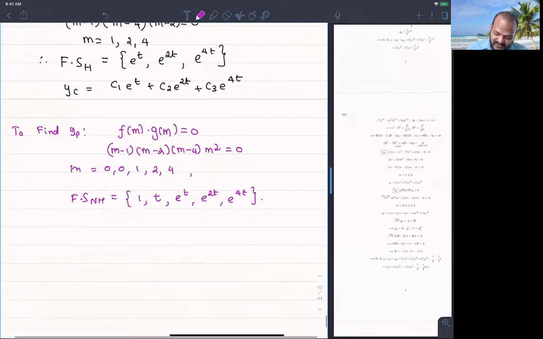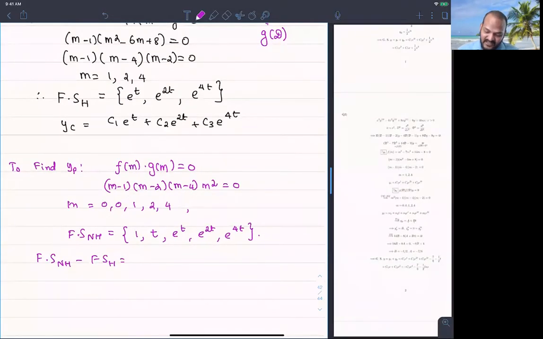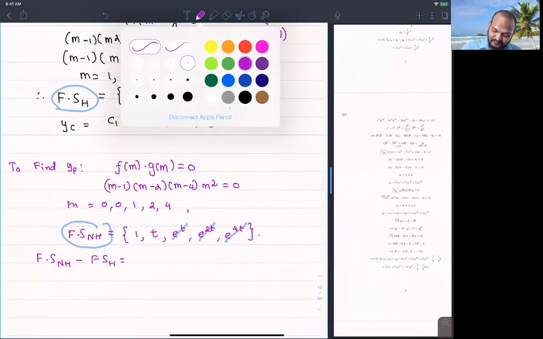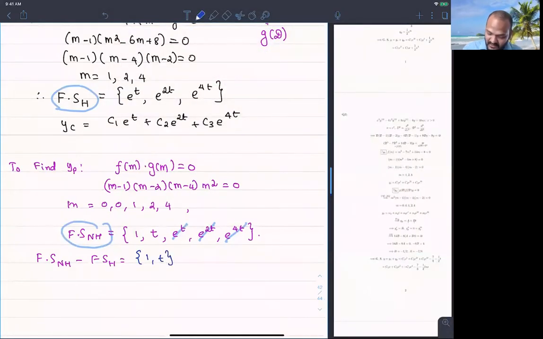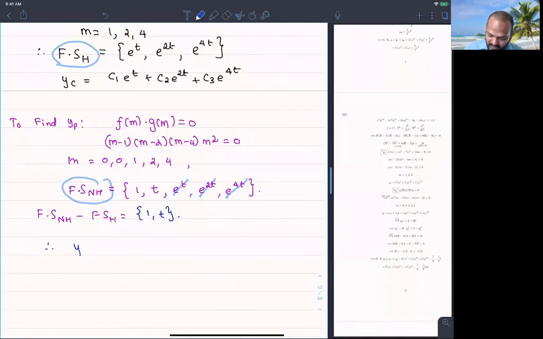So if I do f as nh minus f as h, and if I basically subtract this from this, you see that this will go away, that will go away, and that will go away. So that set is going to be 1 comma t. Therefore, yp would be some constant, I'm going to go with alpha times the first one plus another constant times the second function. So we are going to have alpha plus beta t.